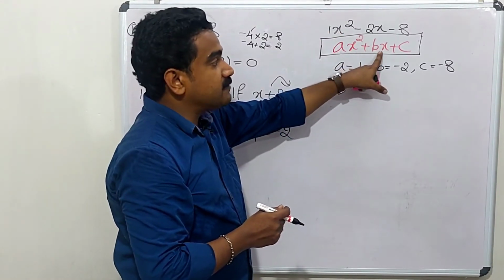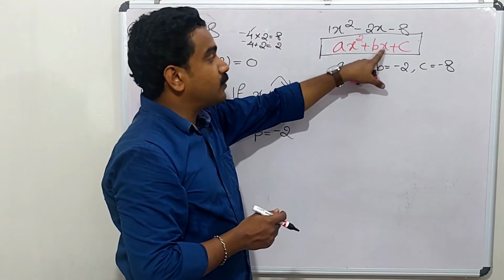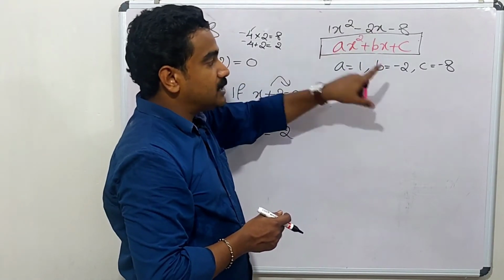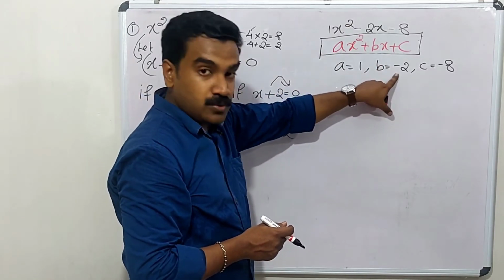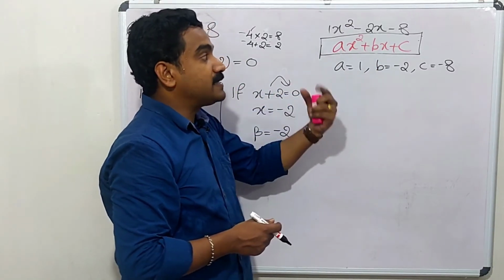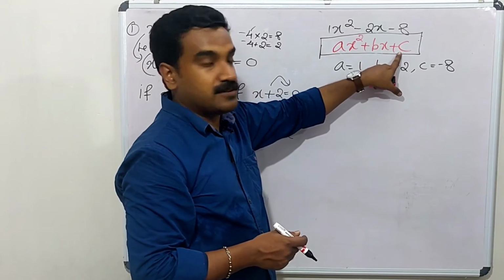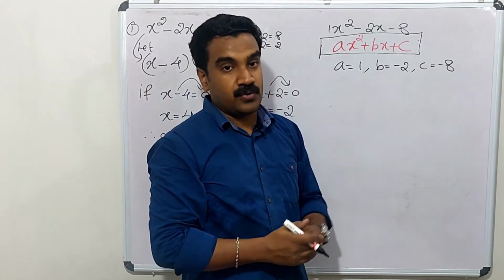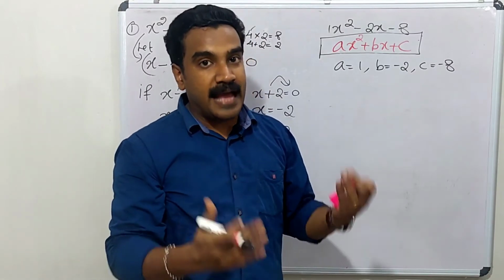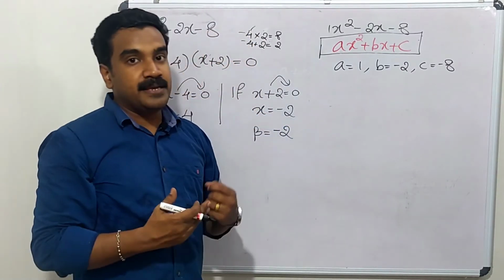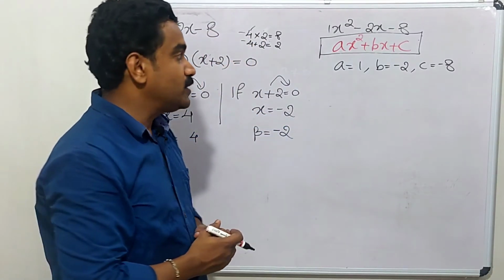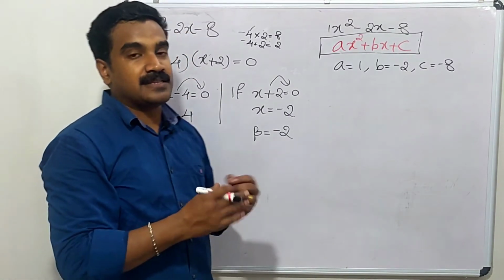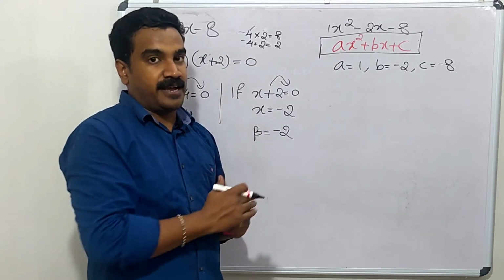And b is what? B is in front of the x. That is the coefficient of x, known as b. What is the coefficient of x here? -2. That's why b equal to -2. And what is c? C is the constant. C is -8. So we can write c equal to -8. Now we got a, b and c: a equal to 1, b equal to -2 and c equal to -8. Then we want to check whether the relationship between the zeros and coefficients is satisfied.